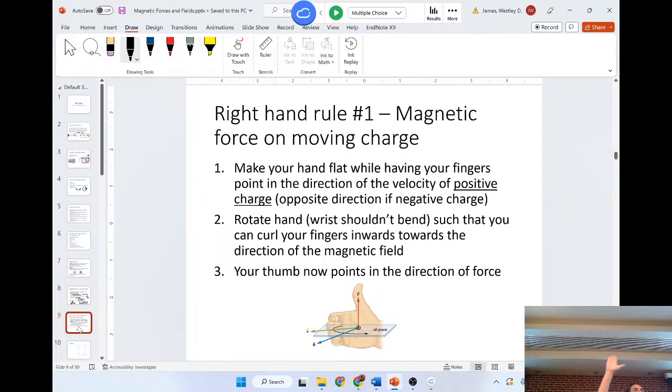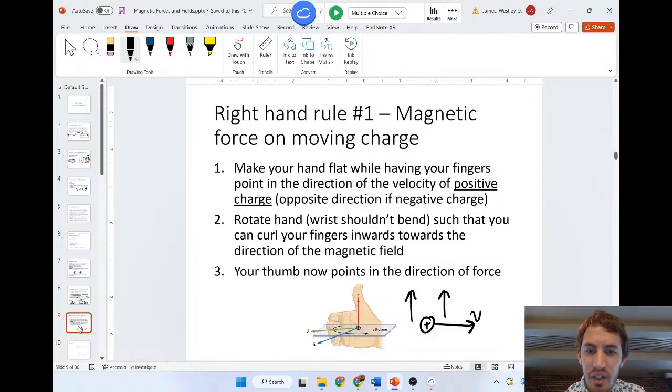First, you have to use your right hand. It's called the right hand rule for a reason, and we will explore why. So, get a nice flat hand, and let's make a problem for this. Let's say I have a positive charge moving to the right, and let's say it's in a magnetic field that's pointed up.